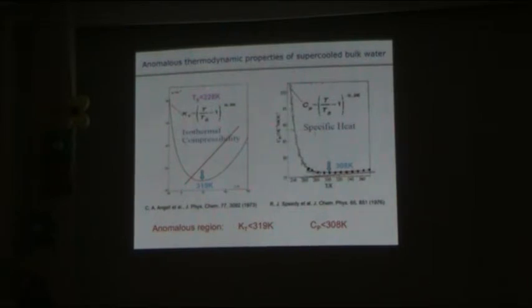So the question now is, we know that near a critical point you can have this diverging behavior. So does this mean that there is some kind of critical phenomenon here? We don't know yet.